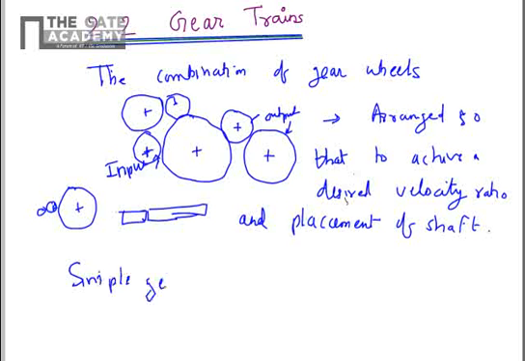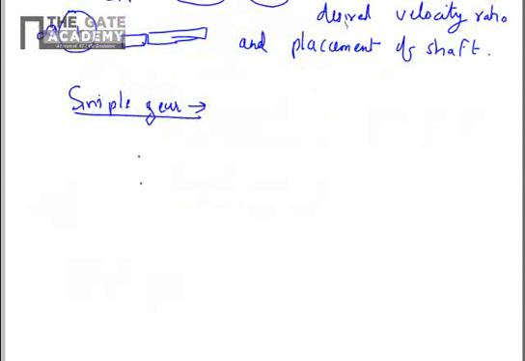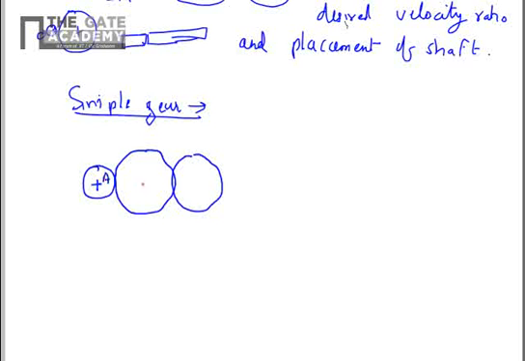The simple gear train is nothing but what is shown in the figure above. It is a collection of gears. For a start, we will just consider the case of three gears, and the same thing applies for larger sets also. Let's say this is the input gear, named A. Then there is an intermediate gear, named B, and then there is an output gear, named C.